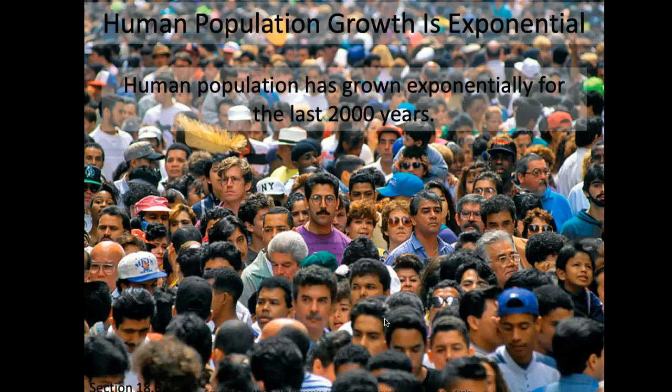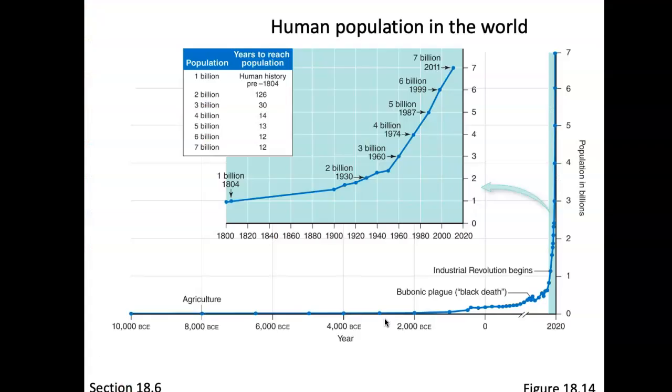And now we get back to human population growth, which is definitely exponential. This picture is frightening, and during COVID, isn't it? So human populations in the world, this is the 1800s, which is when we have better records.